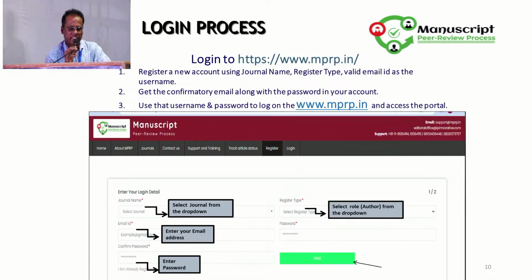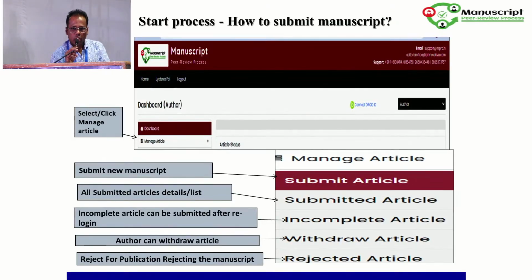How to submit manuscripts? Before submission, authors have to visit mprp.in, manuscript peer review process dot in, and register with their login credentials like name, email ID, and mobile number. After validation of your email ID, you can log in as an author and check all parameters and guidelines for the publication of your research, thesis, books, or whatever work you have done.